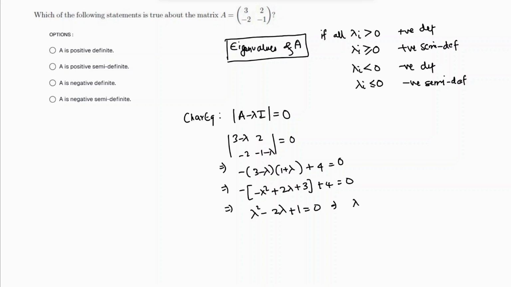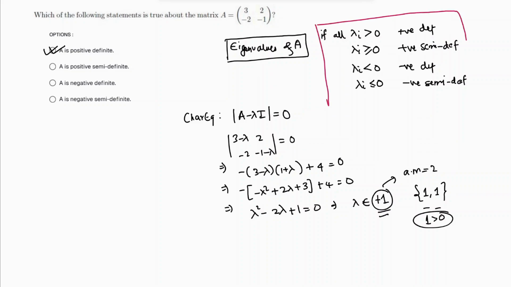That means lambda is plus minus 1, right? Not plus minus 1, sorry. Lambda is just plus 1. There's only one root, okay? But it appears twice, which means the algebraic multiplicity of this eigenvalue is 2. So we often write it as 1 comma 1. This is the set of eigenvalues, and both of them are strictly positive. So what we can say is that A is positive definite using this particular criterion.